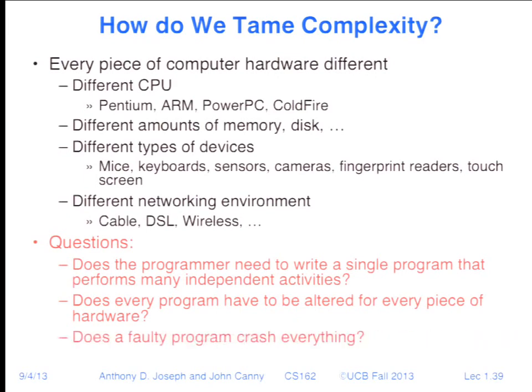Okay, last question. All right, does a faulty program crash everything? So that's the last criticism of this single program approach, which is if you have a single program and it goes awry, goes wrong, there's no simple way for the operating system or anything else to restart your program somewhere else. At least with multiple different application programs, the OS can say, well, this has gone wrong, but I'll keep running my other processes and try to recover.